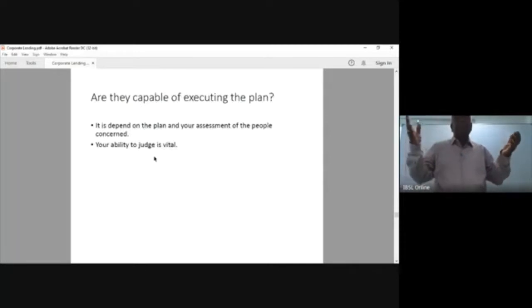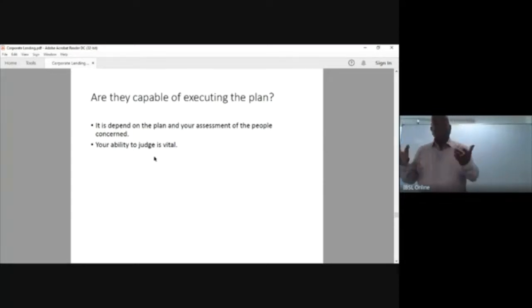Are they capable of executing the plan? It depends on the plan and your assessment of the people concerned. So you are going to assess. Your ability to judge is vital. It is vital to your financial institution. If you wrongly assess, then it is a failure. So you have to develop that capability to assess. Your ability to judge your customer is vital.